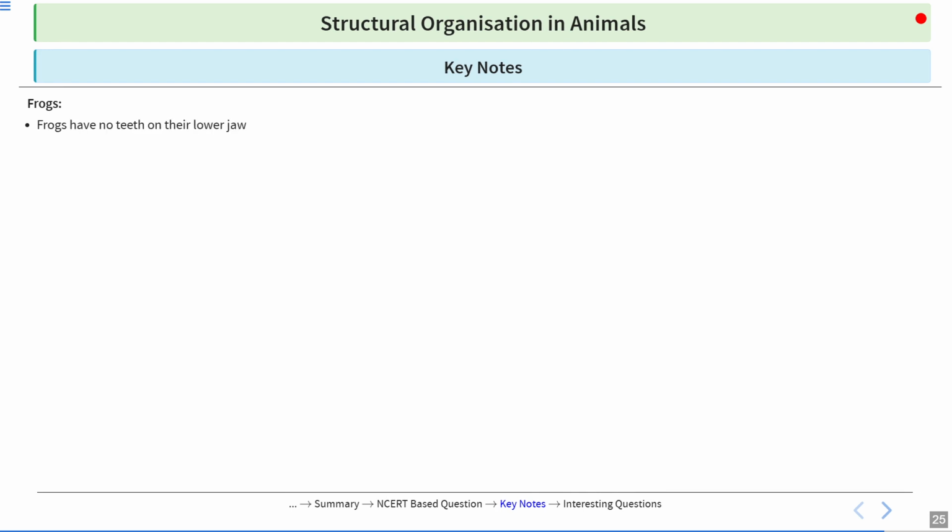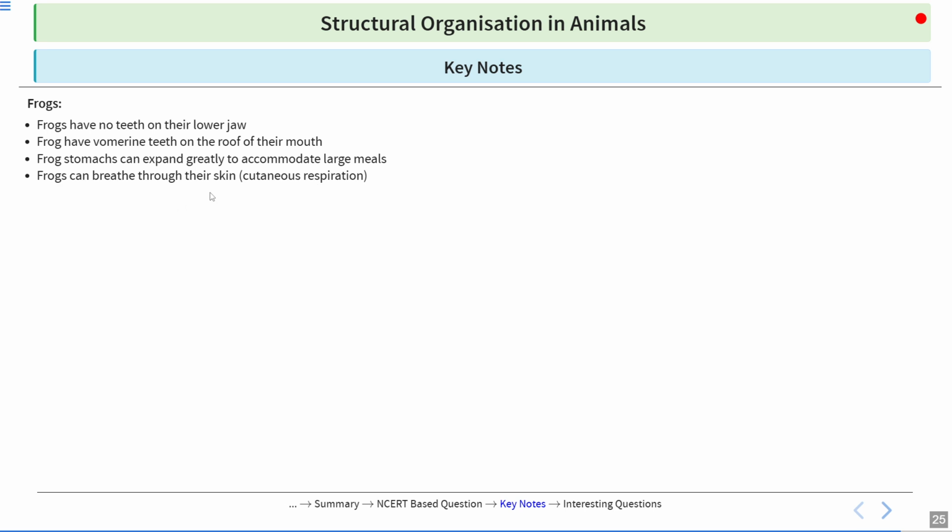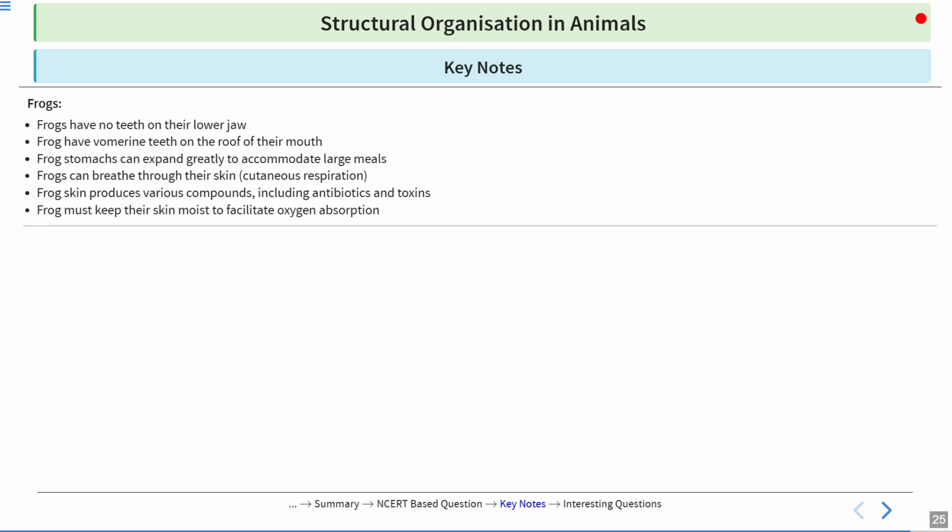Keynotes: frogs have no teeth on their lower jaw, and frogs have vomerine teeth on the roof of their mouth, but these are not used for chewing the food. The frog's stomach can expand greatly to accommodate large meals. Frogs can breathe through their skin, which is called cutaneous respiration. Frog skin provides various compounds including antibiotics and toxins, right? And frogs must keep their skin moist to facilitate oxygen absorption.